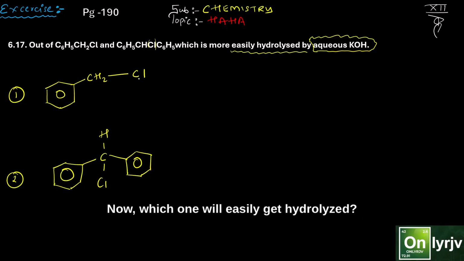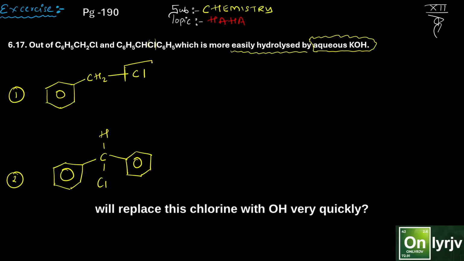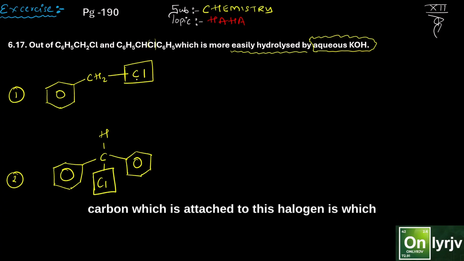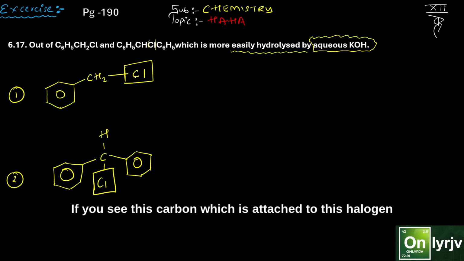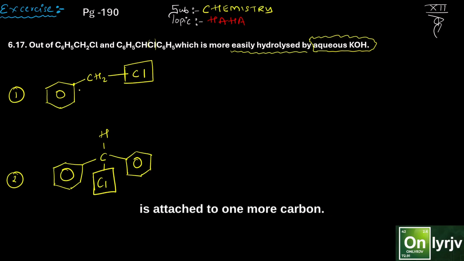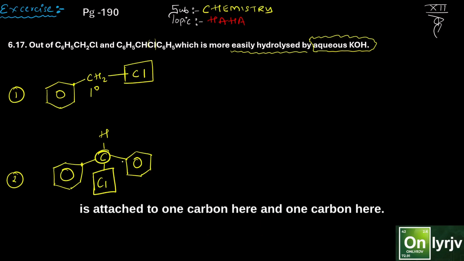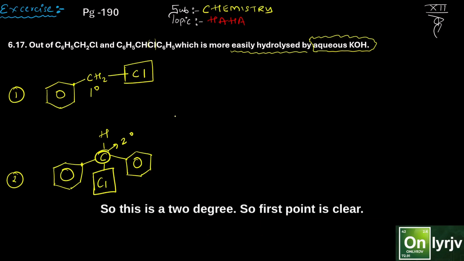Now which one will easily get hydrolyzed? Easily hydrolyzed means who will replace this chlorine with OH very quickly? That's the question. So first you find out the degree of the carbon attached to the halogen in both cases. This carbon attached to the halogen is attached to one more carbon, so this is a primary carbon. And this carbon attached to the chlorine is attached to one carbon here and one carbon here, so this is a 2 degree. So the first point is clear.